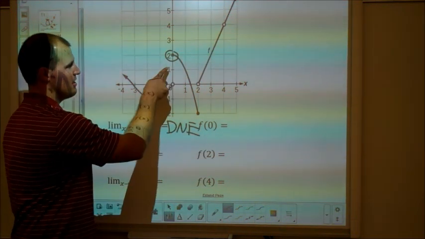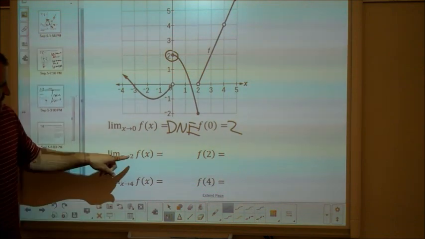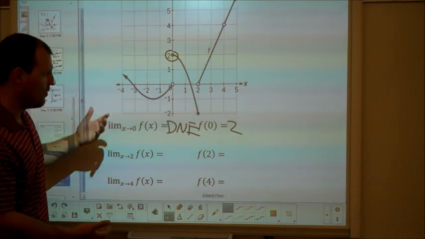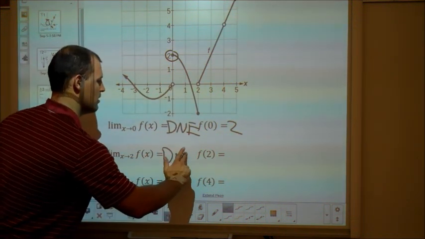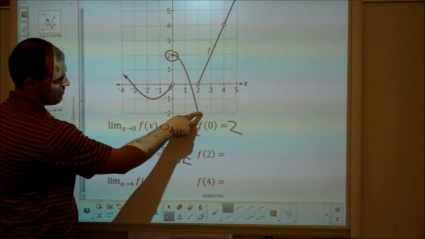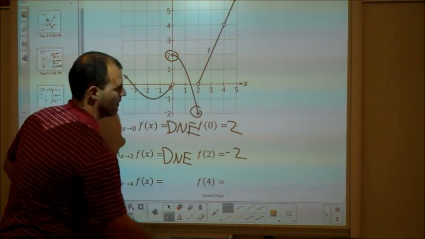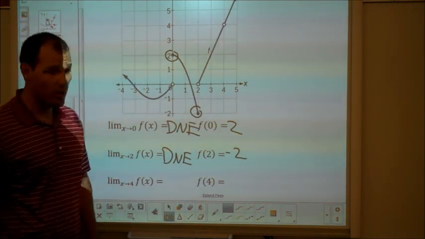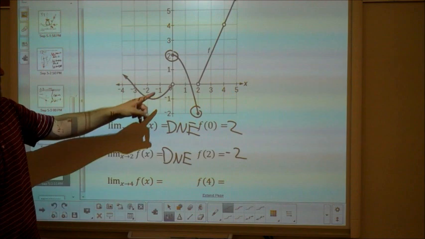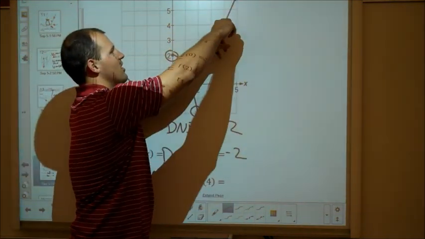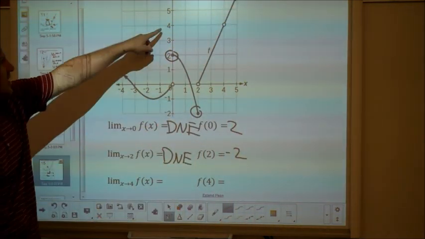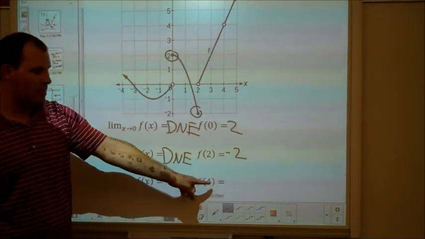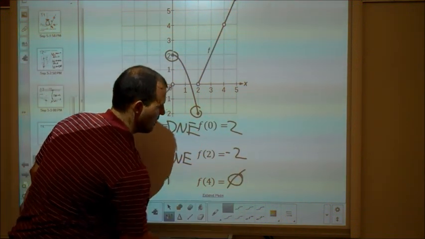Function value, I'm looking for the filled in dot, so that's 2. At the second spot where x is 2, these two sides are not converging on the same y value, and so I have to say this limit does not exist. Looking for the function value, I'm looking for the dot that's filled in, that's a negative 2. In this last location, we've got a hole in our function, a point discontinuity, a deleted point, call it what you want. But coming into there, from the left and from the right, these two sides are coming together, and that tells me the limit does exist, and it's the y value of 4 right there. However, because that's open, there isn't actually a y value there, so I'm going to say that's an empty set.